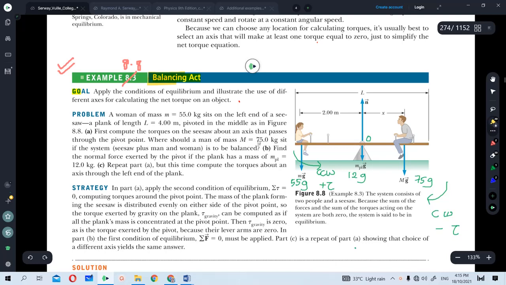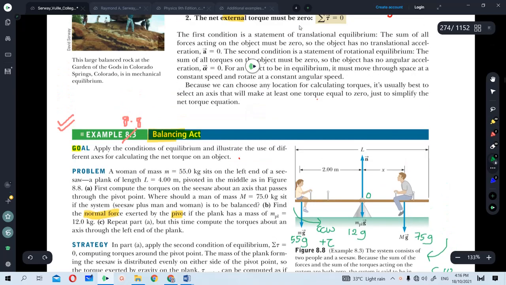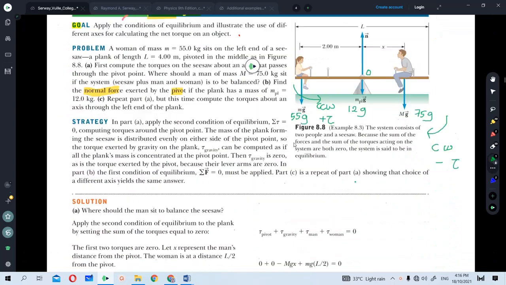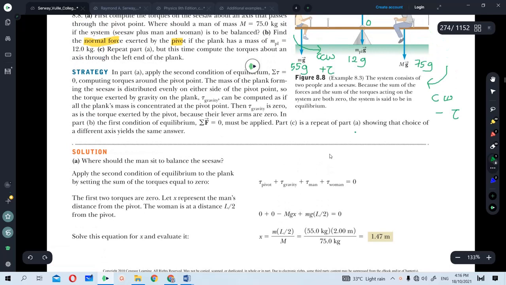Okay, let's look at B. Find the normal force value exerted by the pivot if the plank is 12 kilograms. According to the figure, this is the only contact force. Therefore, this is why there is a normal force exerted in this direction. Now, what happens next is we are going to apply the conditions of equilibrium regarding net external forces. In what directions? Okay, let's look.